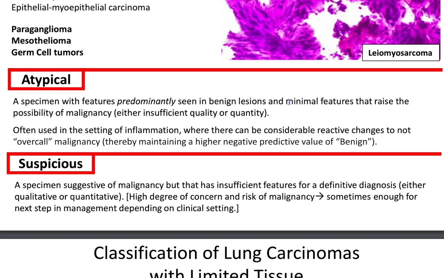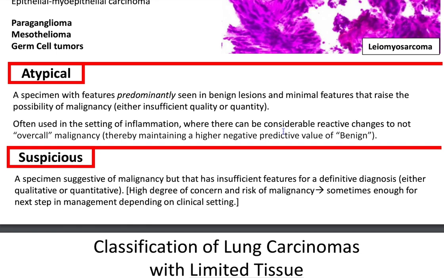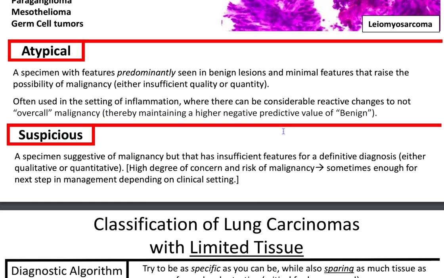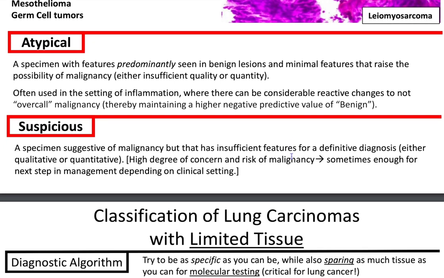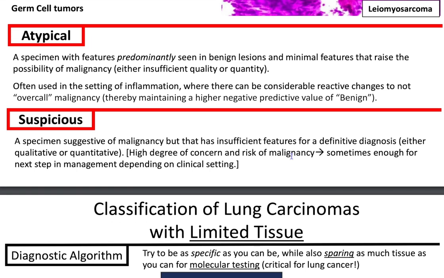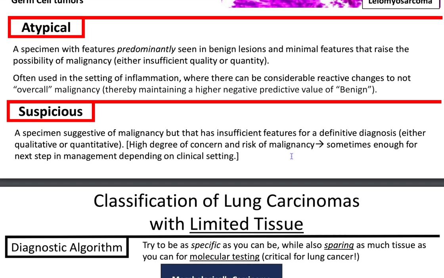Atypical. This is a specimen with features predominantly seen in benign lesions and minimal features that raise the possibility of malignancy. And is often used in the setting of inflammation where there can be considerable reactive changes so that you don't overcall malignancy, and thereby maintaining a higher negative predictive value of benign. Suspicious is a specimen suggestive of malignancy but has insufficient features for a definitive diagnosis, either qualitatively or quantitatively. But it tells the clinician that you have a high degree of concern and risk of malignancy. And sometimes it's enough for the next step in management.